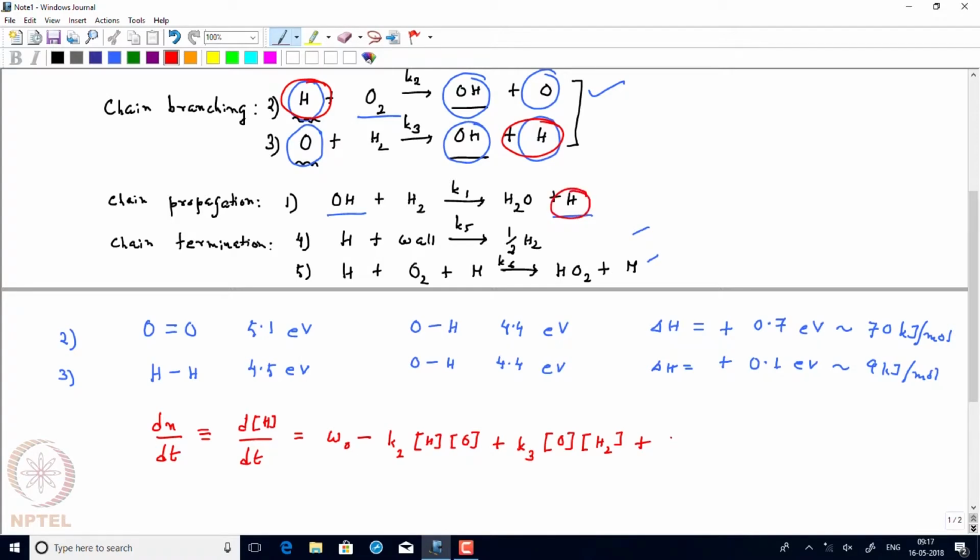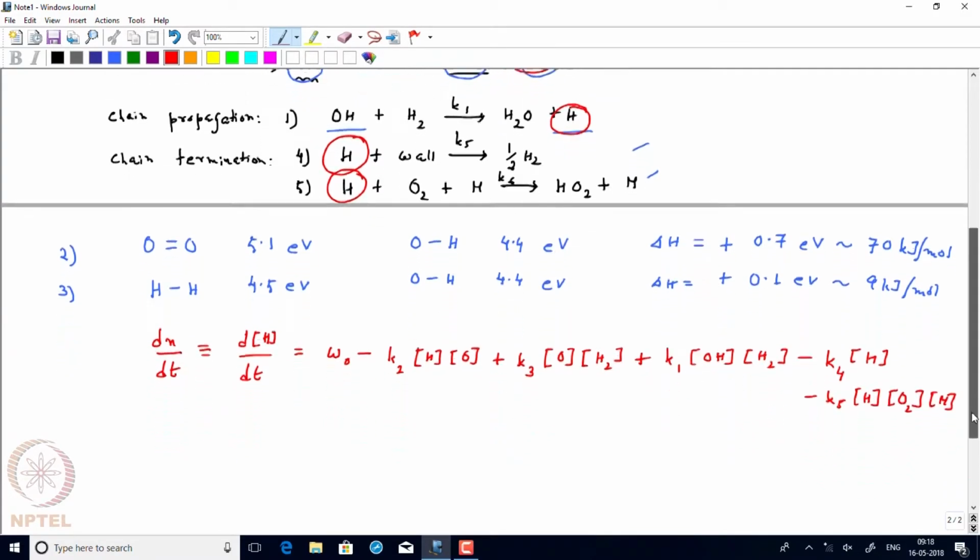again we are having the H atom forming, so it will be plus sign K1 OH into H2, and then we are again the termination step means the H will be vanishing, or H is basically being destroyed or consumed in the two termination reactions, so it will have minus sign, so it will have minus K4 into H, because that's the fourth step, and then again another termination reaction which is K5 H into O2 into M.